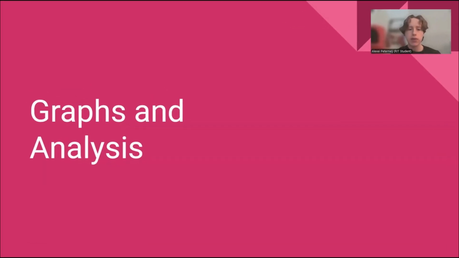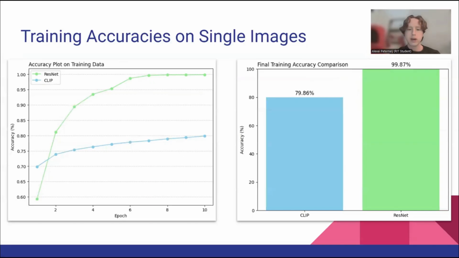Now we're going to be going over the graphs and analysis. We trained our models over 10 epochs, and the accuracy steadily increased over time. The accuracy for ResNet increased more steeply in the first half of training and leveled out in the second half, reaching almost 100% accuracy. CLIP, on the other hand, had a more steady increase in accuracy throughout the entire duration of training, reaching about 80% accuracy by the last epoch.